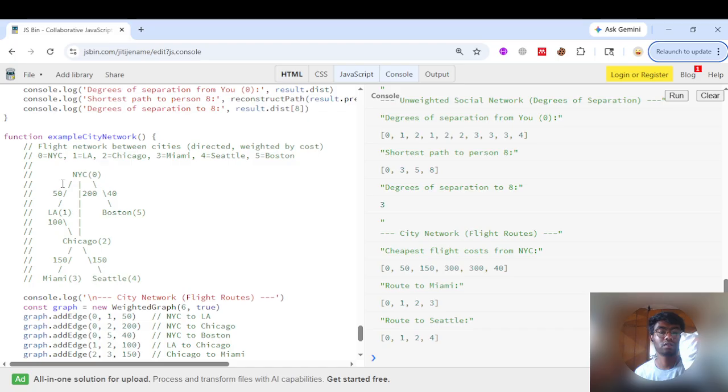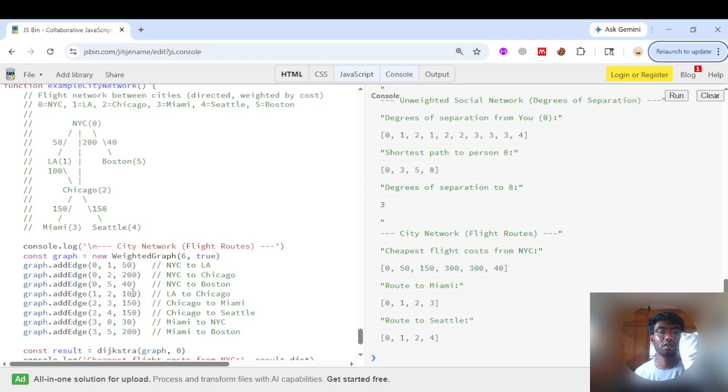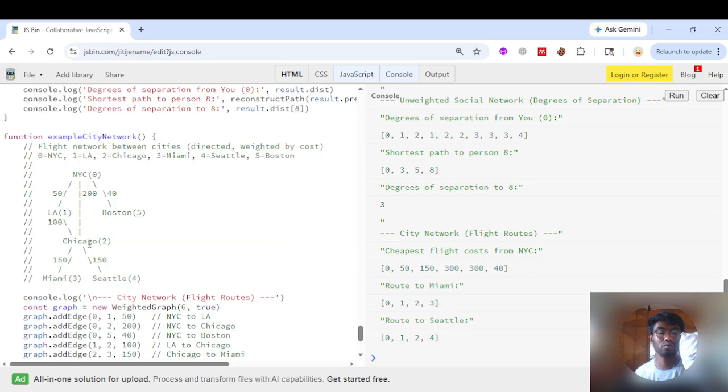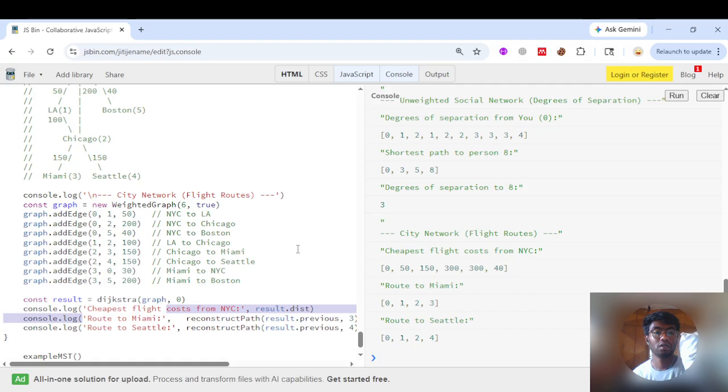So consider this as a graph, and this to be a network of flights between cities, and we are looking to explore the shortest path or the cheapest flight cost from NYC and route to Miami or Seattle. So Miami or Seattle: 1, 2, 3, or 1, 2, and 4. So that's the shortest path, right?